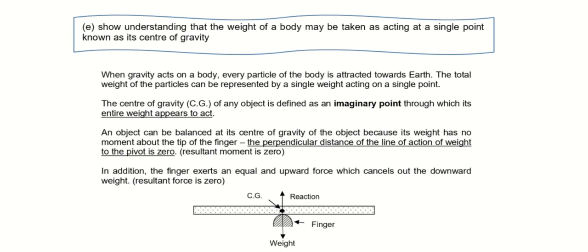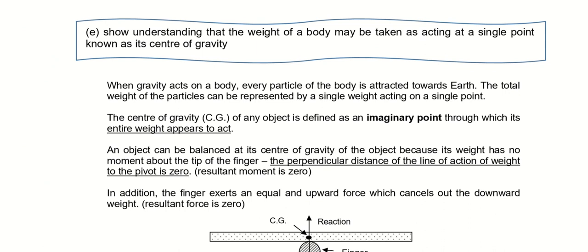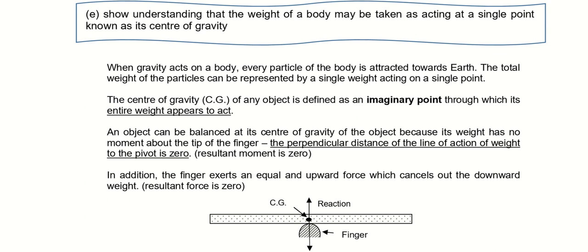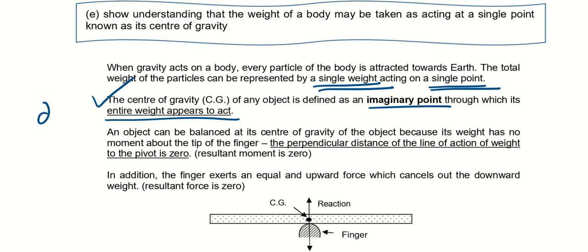I'm going to continue with success criteria E. Show understanding that the weight of a body may be taken as acting at a single point known as its center of gravity. Actually, we have already done that in our calculation. When gravity acts on a body, every particle is attracted towards Earth. The total weight of the particles can be represented by a single weight acting on a single point. This is the definition for center of gravity. It is defined as an imaginary point through which its entire weight appears to act. You need to memorize this as the definition.